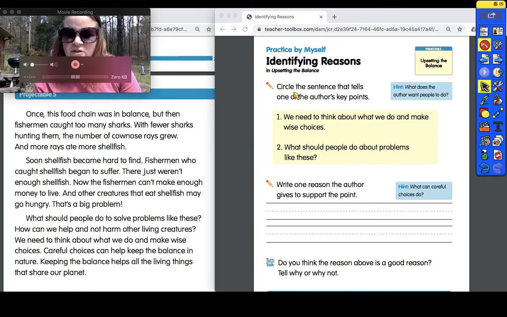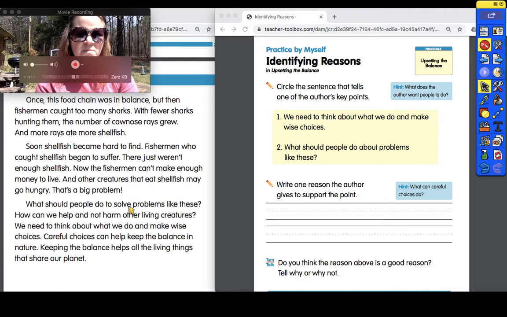Alright, so the first one says, circle the sentence that tells one of the author's key points. Okay, and the hint says, what does the author want people to do? So number 1, we need to think about what we do and make wise choices. Number 2, what should people do about problems like these? So if you know the answer already, go ahead and circle it. Then you're going to use the story here to help you find a reason to support that key idea. Okay, so you should be able to see everything you need on this page here. So go ahead and pause the video here, and then I will come back and give you the answers in case you need them.